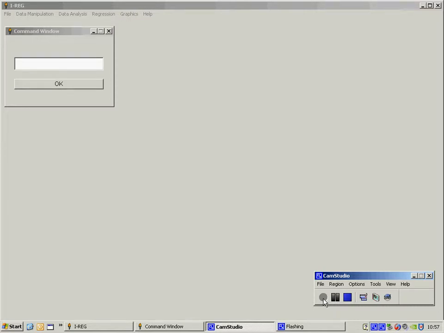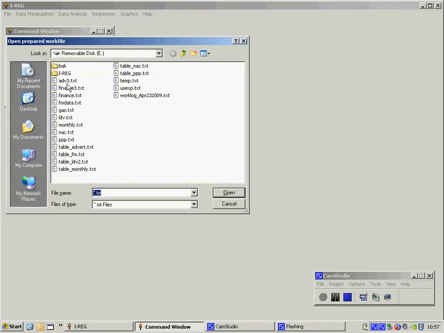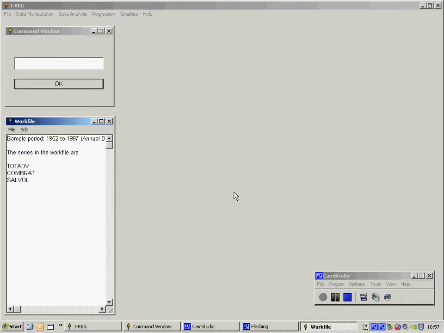In this video, I'm going to show you how to create some basic sample statistics from a work file. First of all, we're going to read in our work file. So I type read. The work file I'm going to work with is ADV3. So I'm going to open that up.